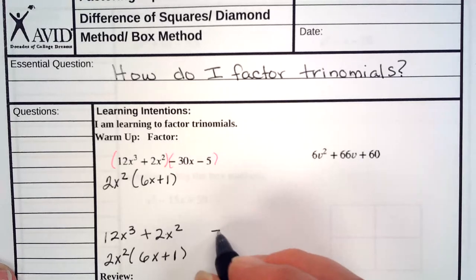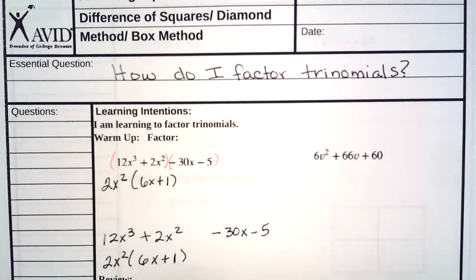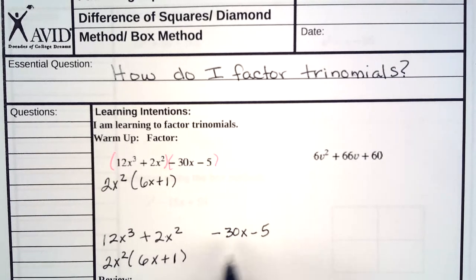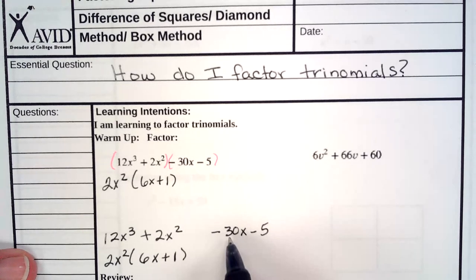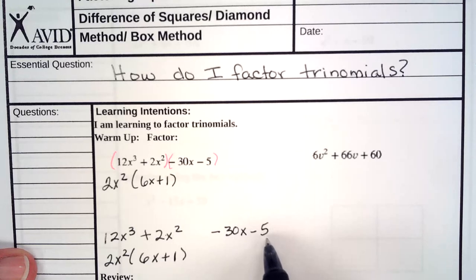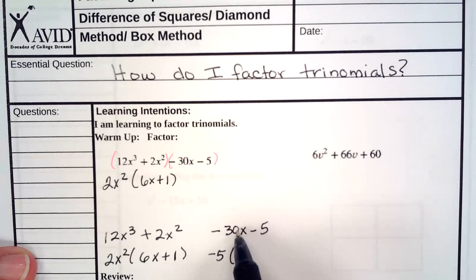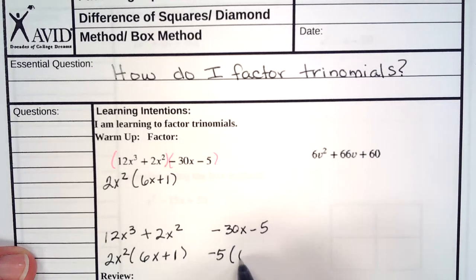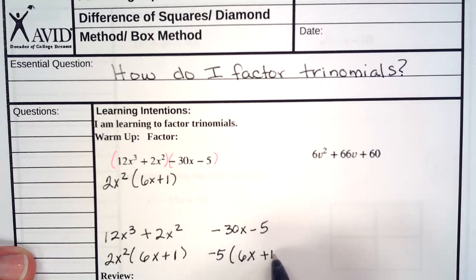Okay, now I'm looking at negative 30x minus 5. I also stop and think, I need this middle term here when I factor to be positive. So the only way I can get this to be a positive is if I factor out a negative number. What is the common factor of negative 30 and negative 5? That would be negative 5. Negative 30 divided by negative 5 is 6. Bring the x down because there's nothing to divide the x with. Negative 5 divided by negative 5 is positive 1.